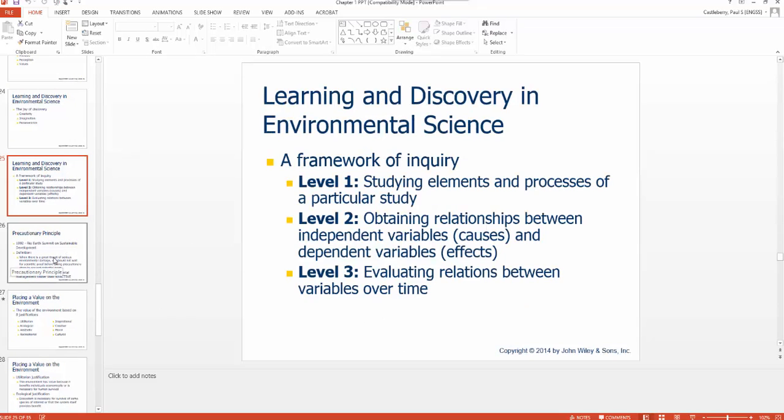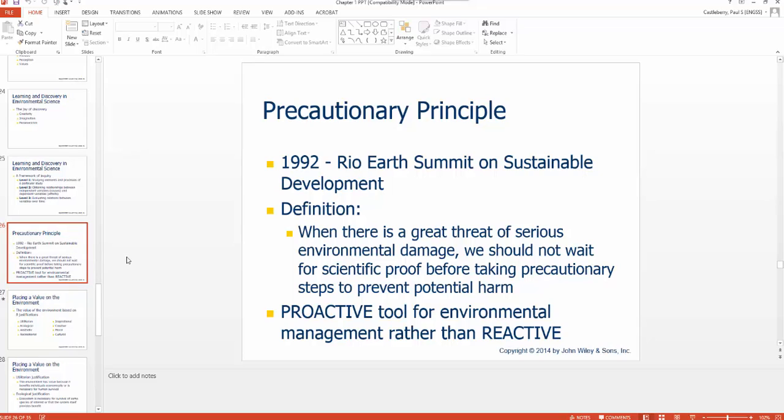So this leads to something we call the precautionary principle. And the precautionary principle, you see here, was actually developed during the conference or a summit on sustainable development back in 1992. And basically what the precautionary principle tells us is that given uncertainties of scientific inquiry, use of the precautionary principle is really prudent to prevent irreversible environmental harm.